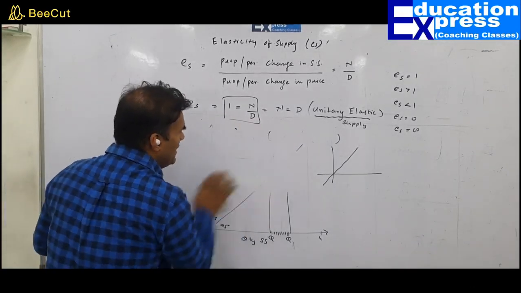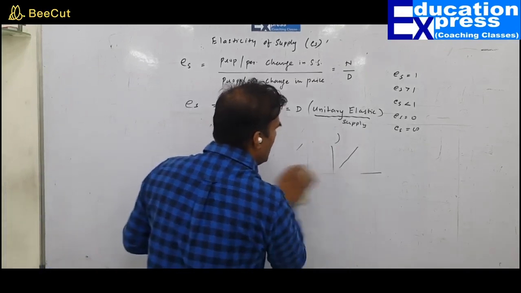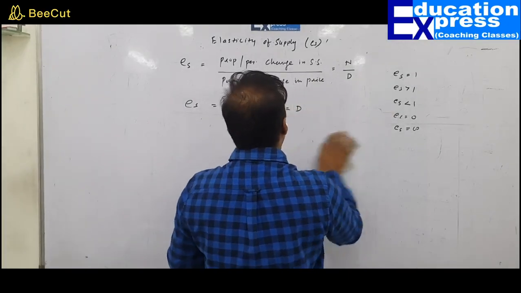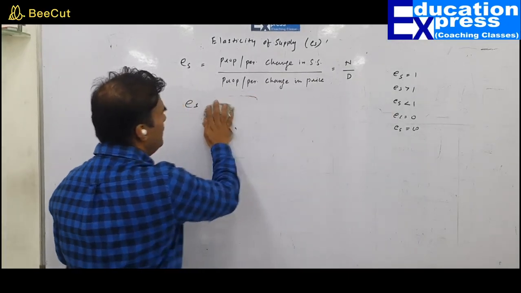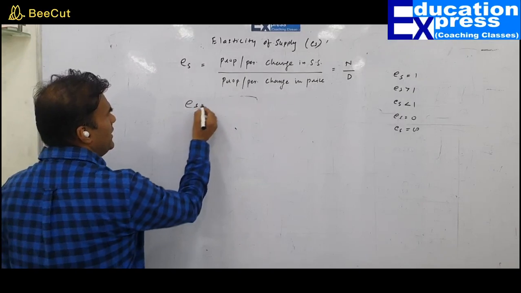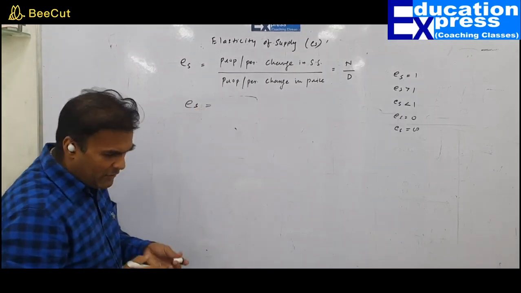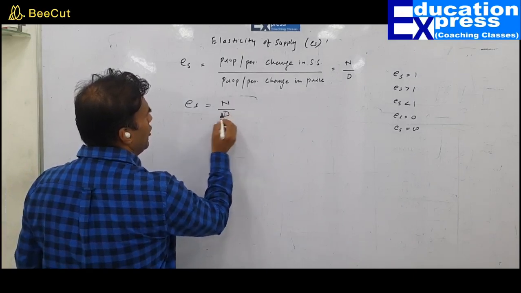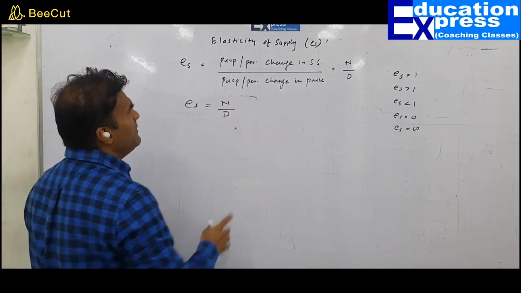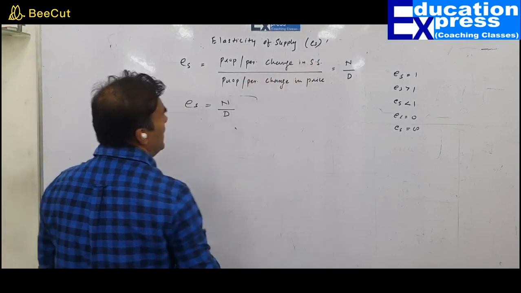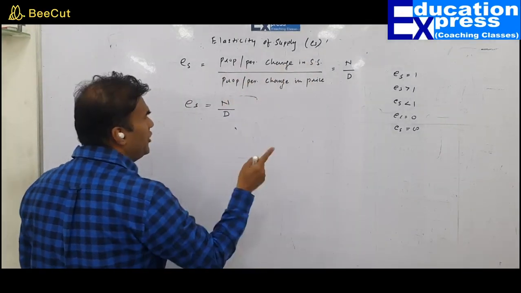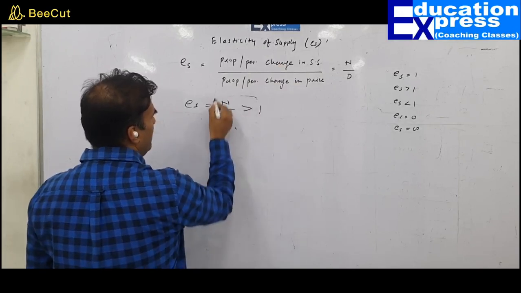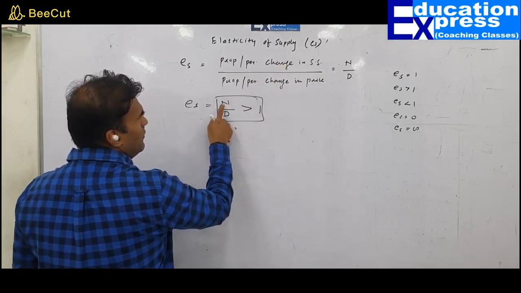Where my E, I am assuming it to be greater than 1. So, for making E greater than 1, as we know, elasticity of supply is nothing but again the numerator upon denominator. What is your numerator? My numerator is proportionate change in supply, and your denominator is proportionate change in price. And I want this to be greater than 1. Focus on this.